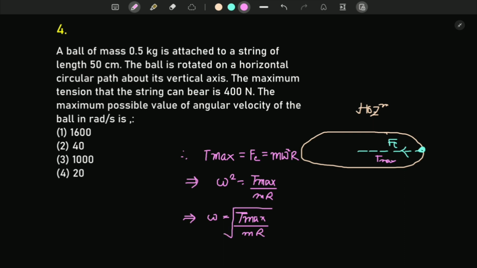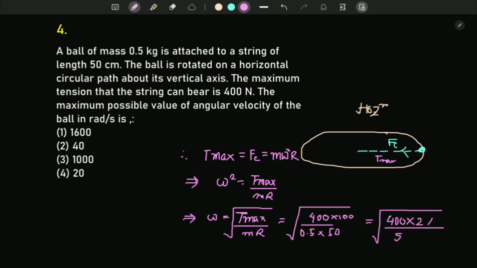Now putting the values which we are given in the question, T max is 400 Newton, so 400. Mass is given as 0.5 kg, so 0.5. Radius is given as 50 centimeter, so 50, and I need to convert it into meter, so 50 by 100. So this turns out to be 400 divided by 0.5 times 0.5, and from 50 and 100 we get 2. So ultimately we get 40 from the under root. So 40 radians per second is our final answer. So option 2, 40, is the correct answer to this question.